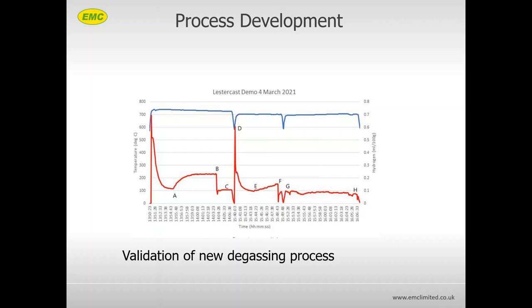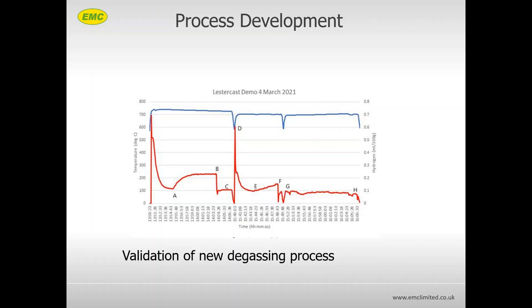See on the left the initial measurement, initial purge down to point A. Now this was with a 1% hydrogen gas. So A was calculated to be the correct level for that gas.